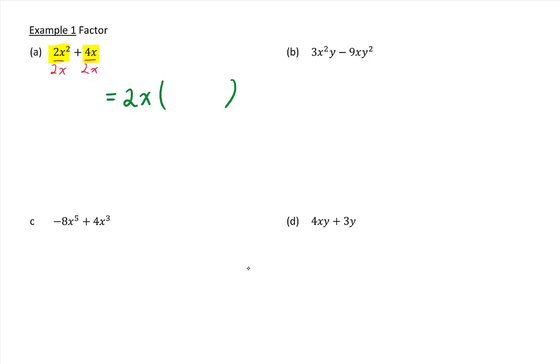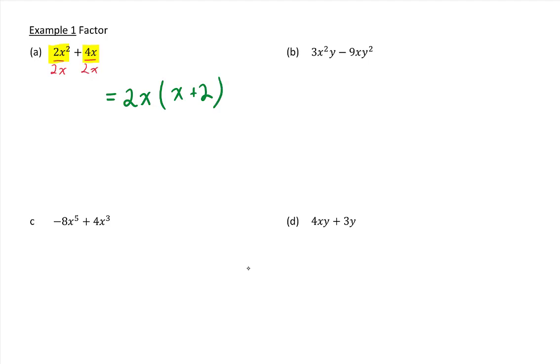So 2x squared divided by 2x, the 2's will become 1. 2 divided by 2 is 1. And x squared divided by x leaves you with an x. In the second term, 4x divided by 2x, so start with the numbers. 4 divided by 2 is 2. And x divided by x is 1. So we're just left with x plus 2.